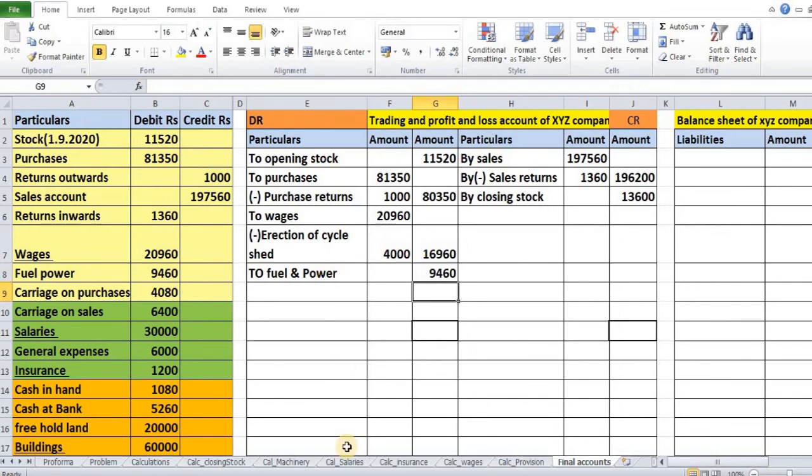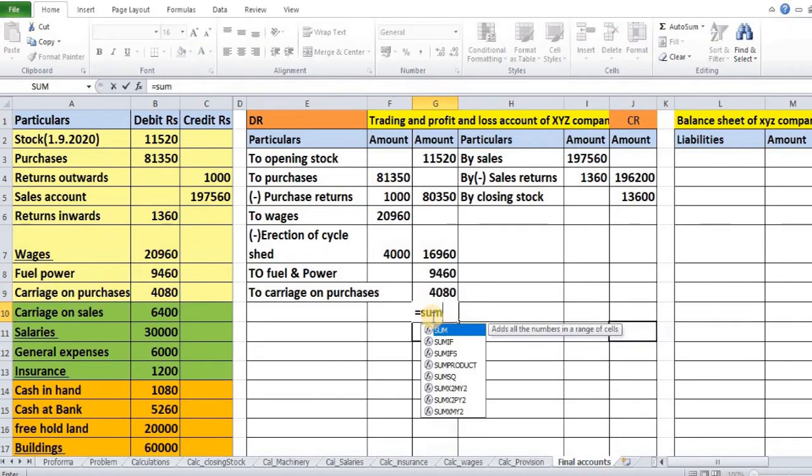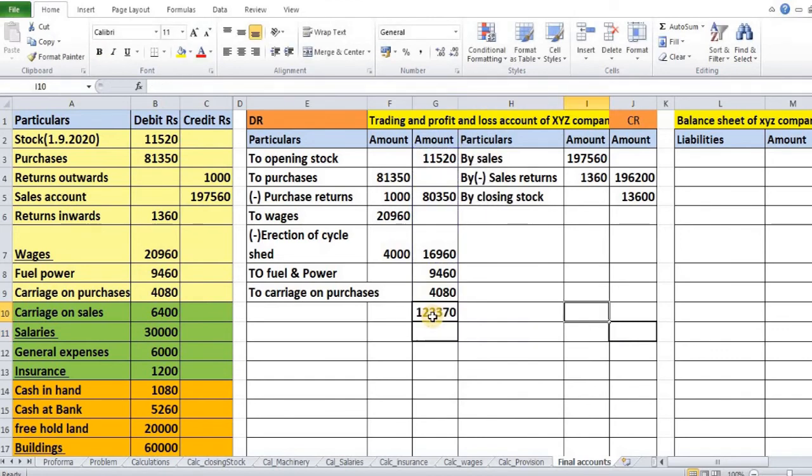Our next account for trading account is carriage on purchases. Now we will mention carriage on purchases on the debit side of the trading account, and in the outer column we will mention 4,080. Now we will total the amounts on both the sides. As per balancing rule, we will mention the highest amount on both the sides here. The credit side has the highest amount, that is 2,09,800. So we will mention 2,09,800 on both the sides.